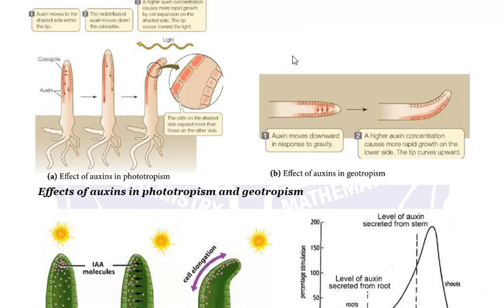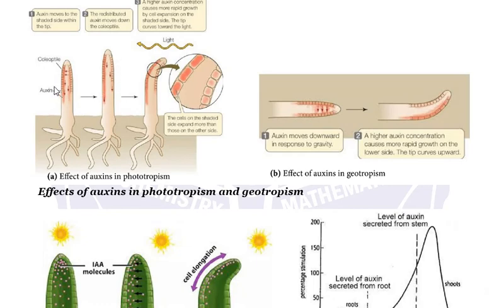Now let's see, in our first diagram we have the effect of auxin in phototropism and geotropism. Here we have the shoot of the coleoptile. Coleoptile ni aina ya mmea, sio kujua what is coleoptile. Coleoptile ni aina ya mmea, na ukiangalia shoot ya coleoptile hapa ina different cells. Unakuta kuna cells huku left side na huku right side.